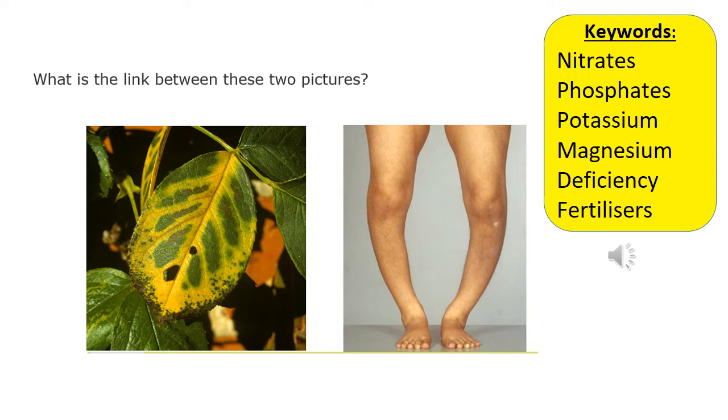you may have known that the picture on the right shows the legs of somebody suffering from a disease called rickets. Now, rickets is a disease caused by a deficiency, which means that there isn't enough of vitamin D or calcium. So that probably gives you a clue as to the picture on the left, the leaf. The leaf is also deficient. It doesn't have enough of a type of mineral. So that's the link between those two pictures. They are both showing deficiencies in minerals. We're going to find out what the leaf deficiencies are next.